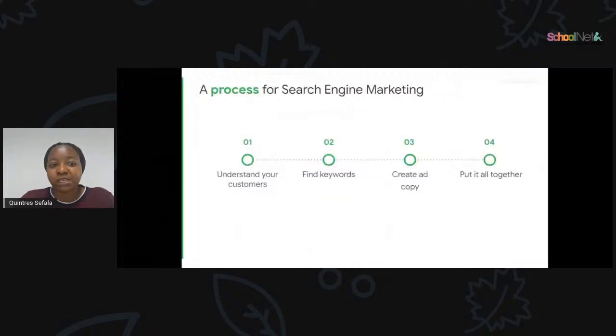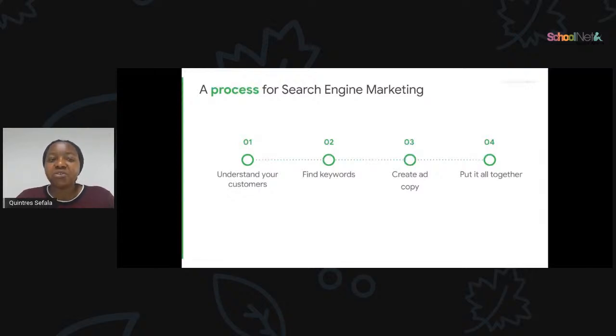So, what is the process of search engine marketing? Remember, search engine marketing is paid advertisement. The first thing to do is to understand your customers, and this is what makes everything else happen. Once you understand who your customers are, you find the keywords that align with your product, service and customers. So you need to brainstorm good keywords that you can bid on and that are relevant to your target audience.